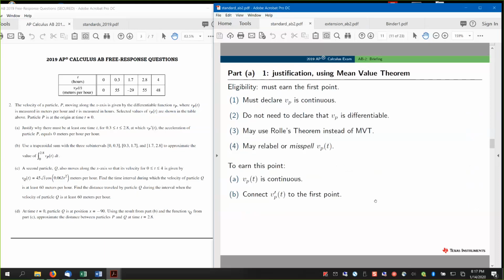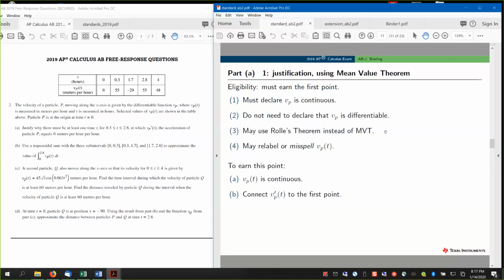Okay, in part A, the second point was earned for the correct justification using the mean value theorem. And there was an eligibility criteria here. This often occurs in problems. In order to be eligible to earn the second point, the student must earn the first point. So to earn the second point, the student response must explicitly declare that v sub p is continuous. They don't have to say that v sub p is differentiable.